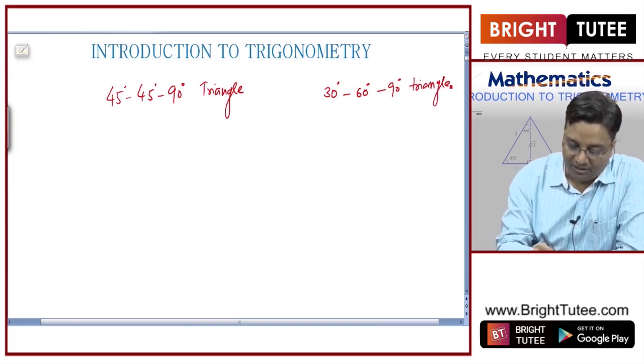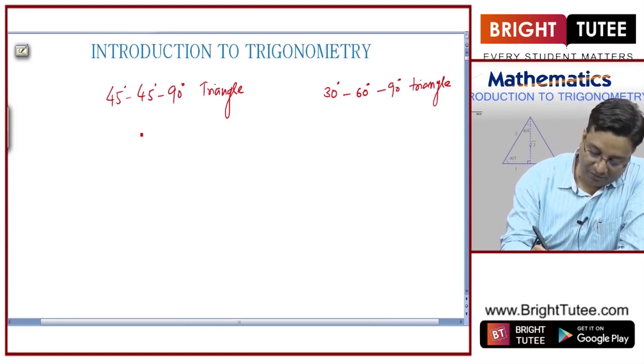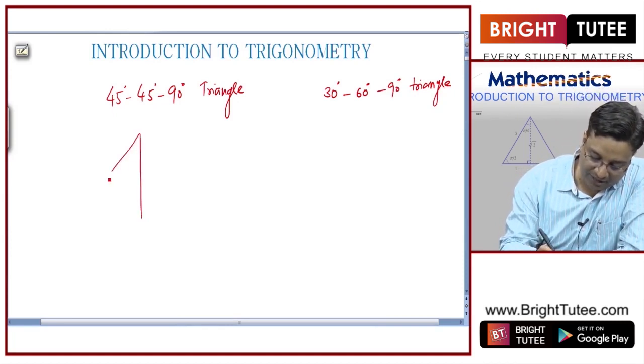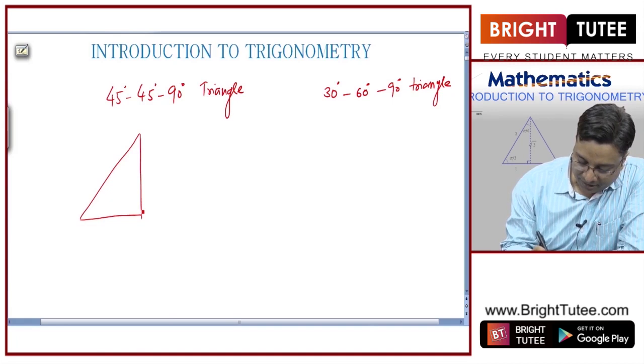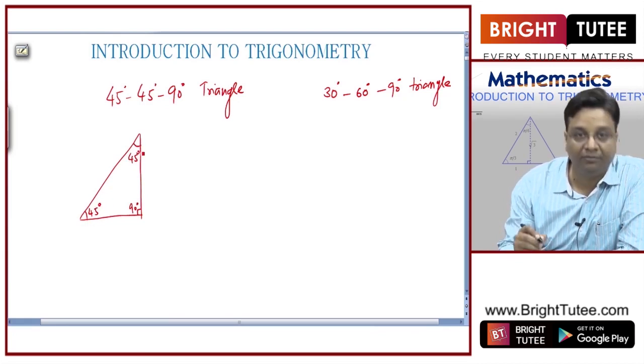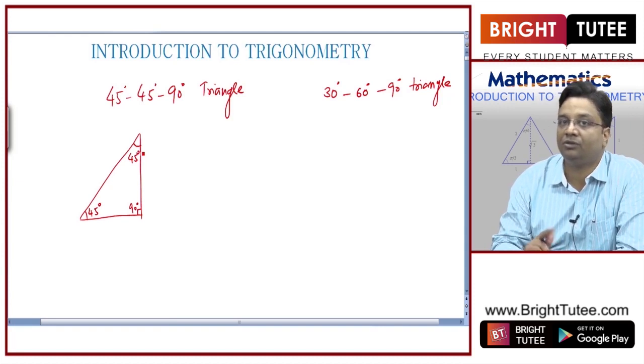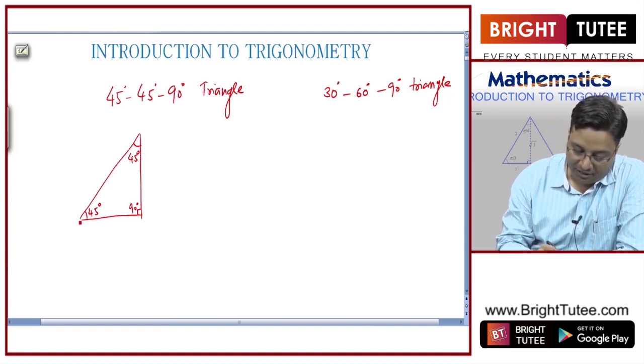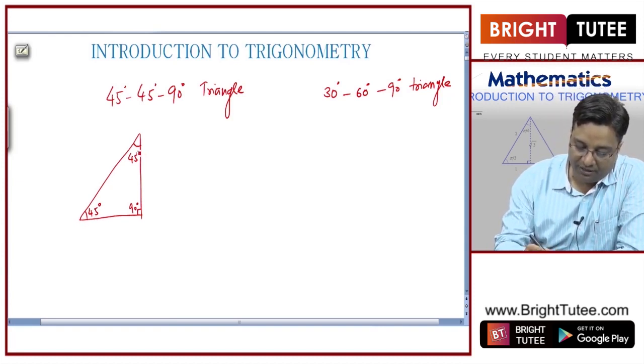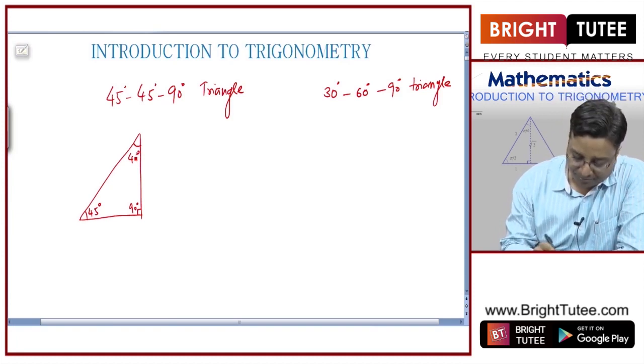Right? This is the 45, 45, 90 triangle. What I mean is, let's make a triangle here, and this angle is 90 degrees. If this angle is 45, then this angle will obviously be 45 degrees, right? Because the sum of all three angles is equal to 180. So, if this angle is 45, then this has to be 45, okay?